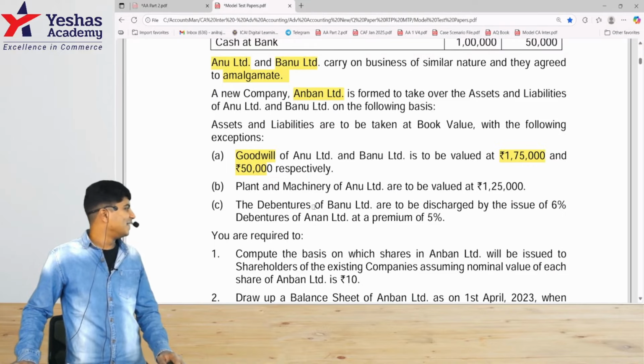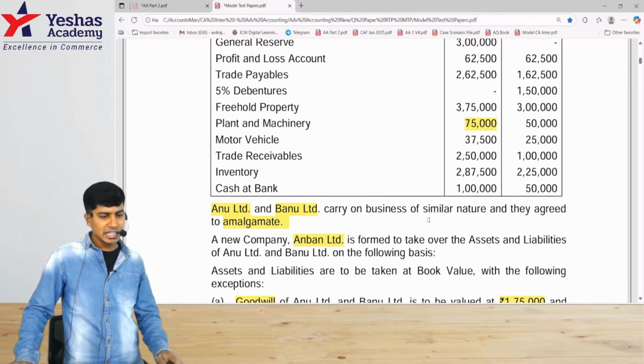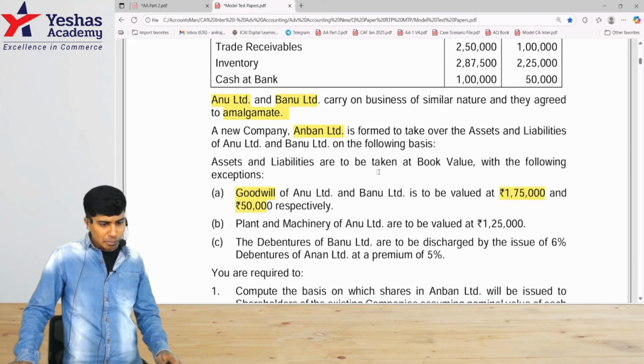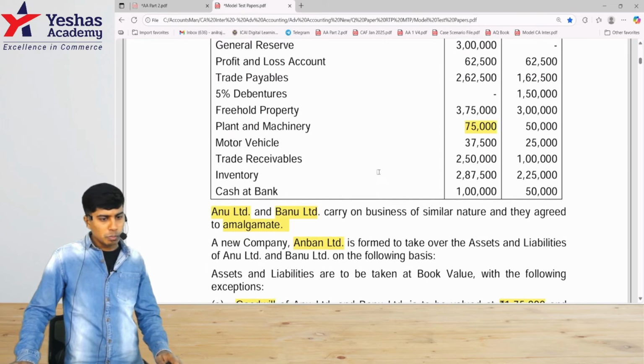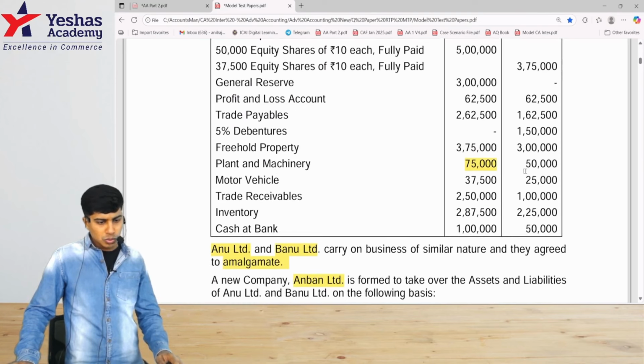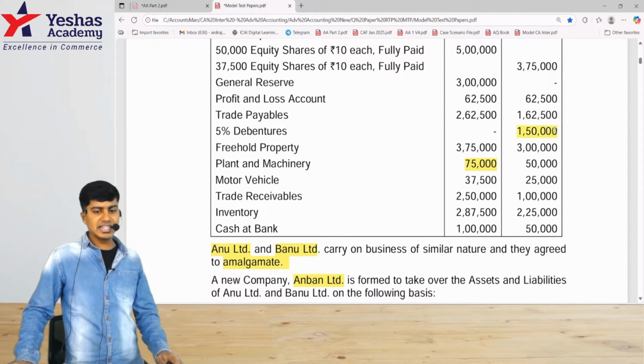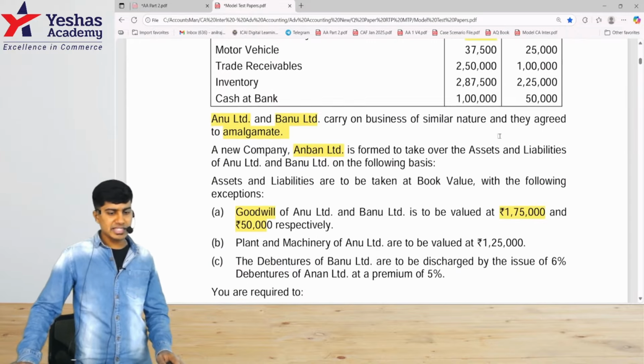Debentures of Banu Limited are to be discharged by issue of 6% debentures at a premium of 5%. This is one more adjustment that's there. Here, debentures of which company? Banu debentures. This has the adjustment. Rest everything is same to same.